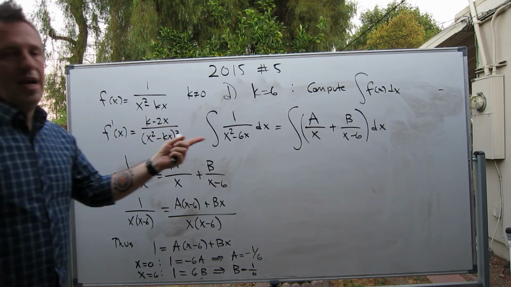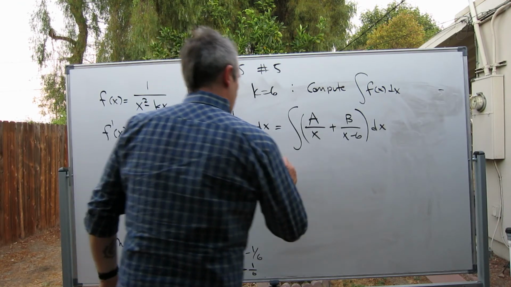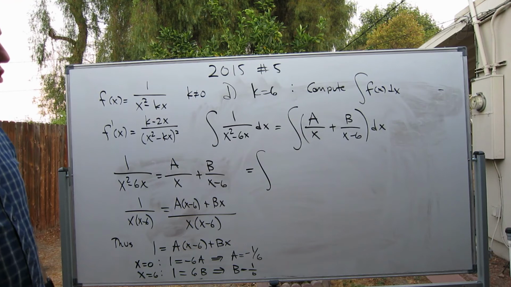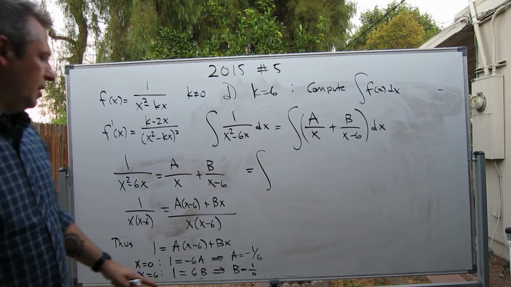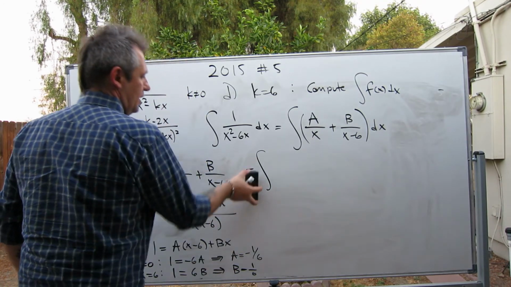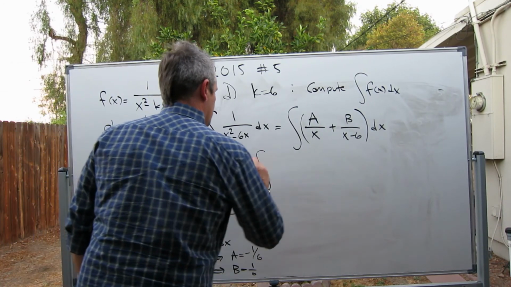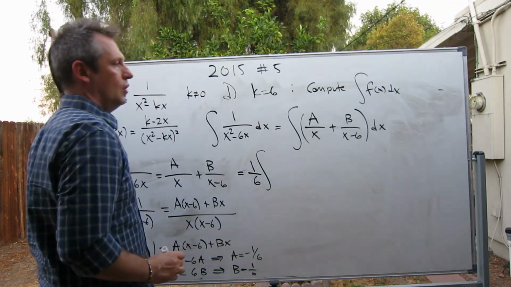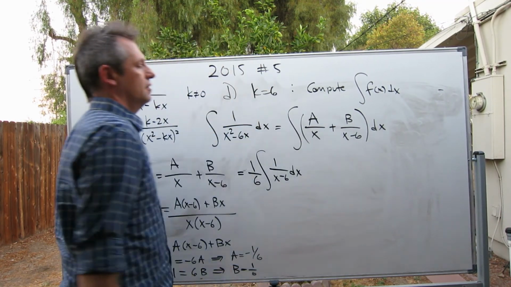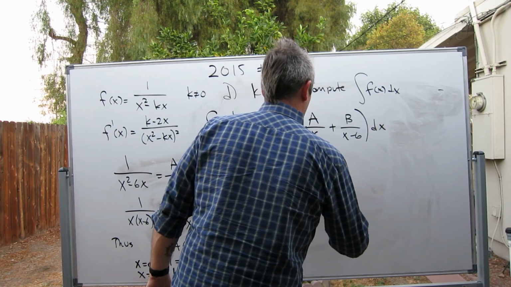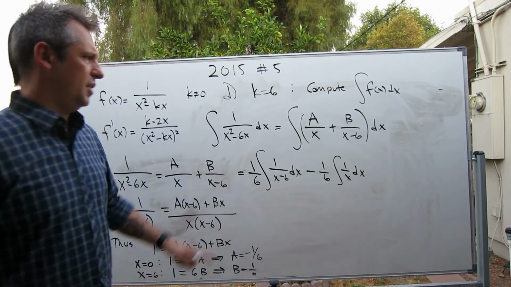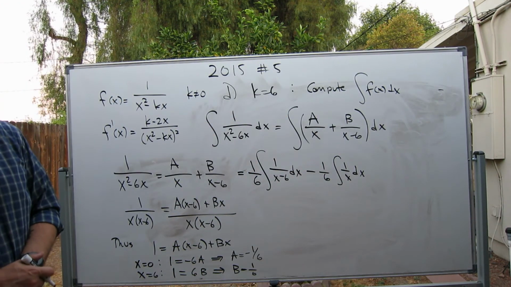So given that, I'm actually going to rewrite this very slightly. This ends up becoming the integral, and I'm going to split them into two integrals. I'll write the b one first since it's positive. So the b one is 1/6 the integral of 1 over x minus 6 dx minus 1/6 the integral of 1 over x dx. I just switched the order because the a happened to be negative.